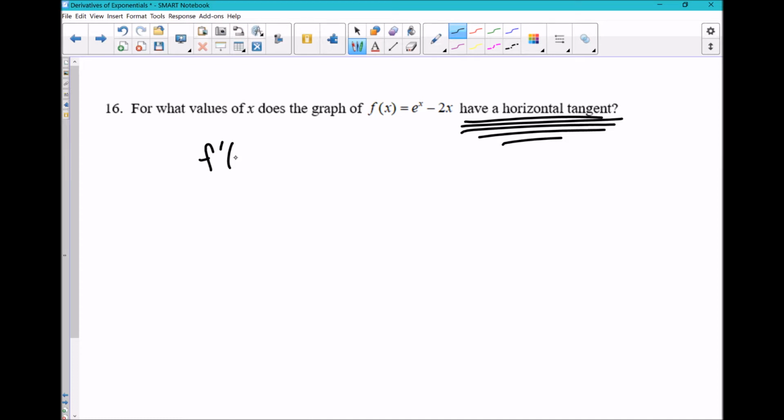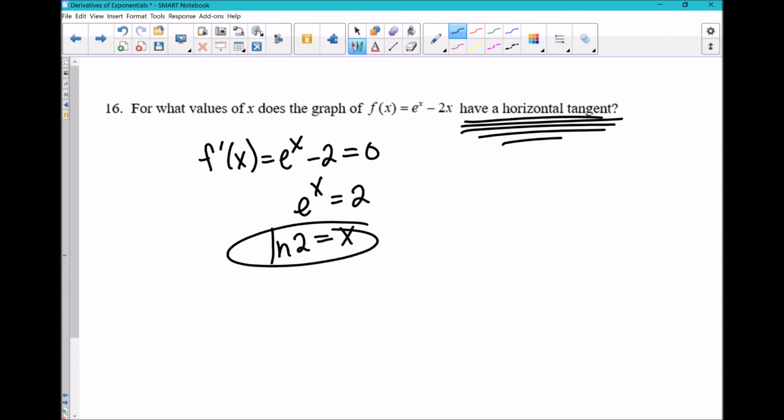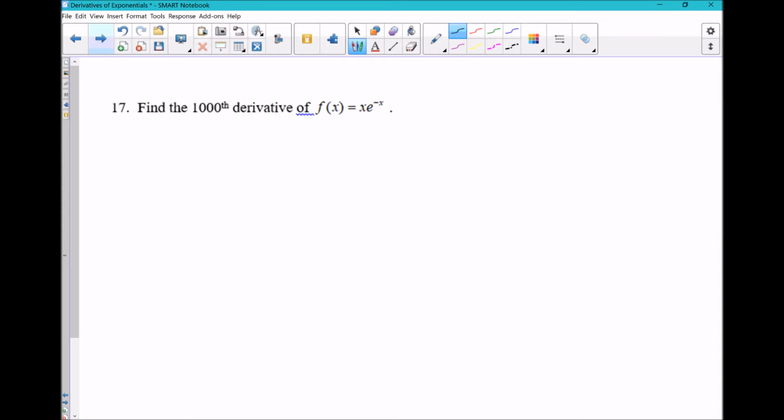So let's, of course, take the derivative, make it e to the x minus 2. Set it equal to 0. This should be a pretty simple one. When x is the natural log of 2. I just took the logarithm of both sides, and there we go.